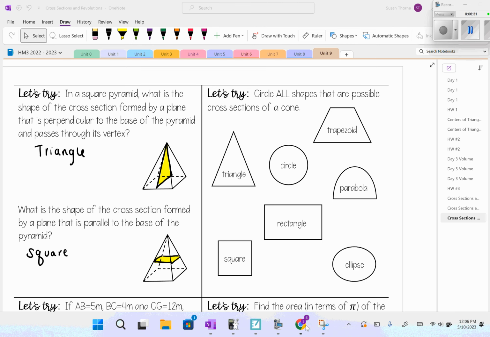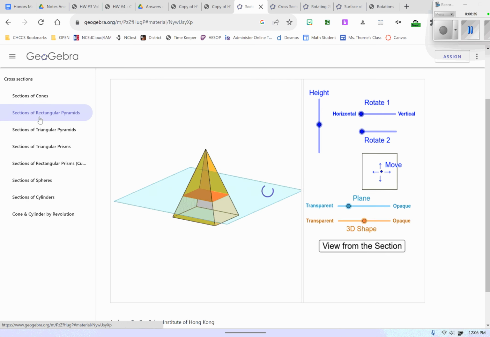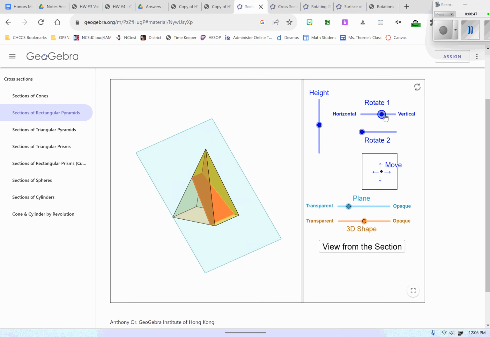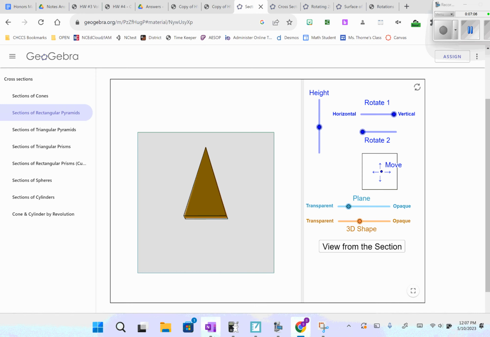So to go back to here, we can look at our pyramid. So here we have a rectangular pyramid, but if this was a square base, you notice that this would be a cross section that's a square. And if it's, again, vertical, then I'm trying to get it to go through the points. There we go. So then if it's vertical, then it would make that triangular shape right there.